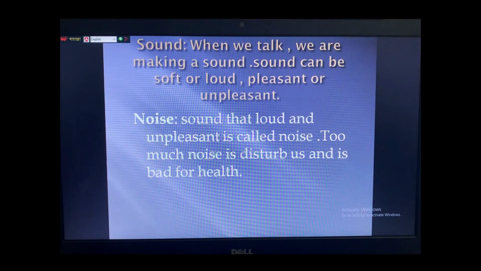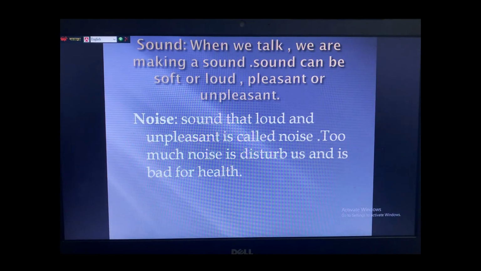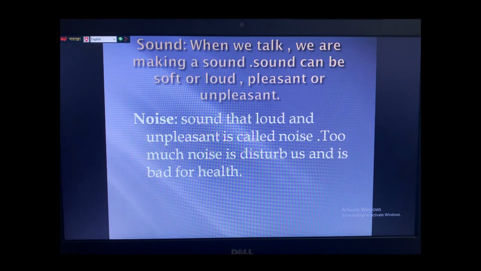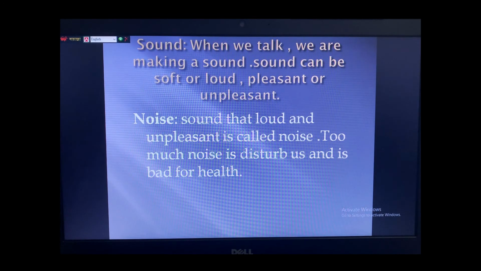Sound. When we talk, we are making sound. Sound can be soft or loud, pleasant or unpleasant. Soft sound, like a whisper. Loud sound, like the ring of a school bell. Pleasant sound, like soft music. Unpleasant sound, like continuous honking of vehicles. Now, noise. Sound that is loud and unpleasant is called noise. Too much noise disturbs us and is bad for our health.